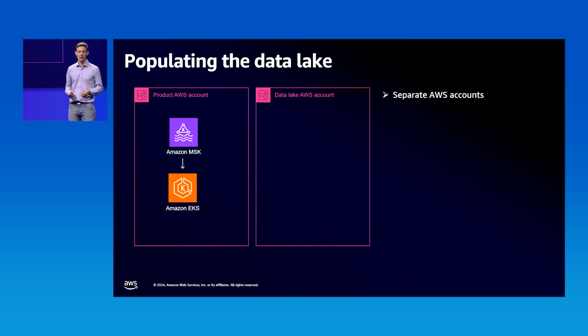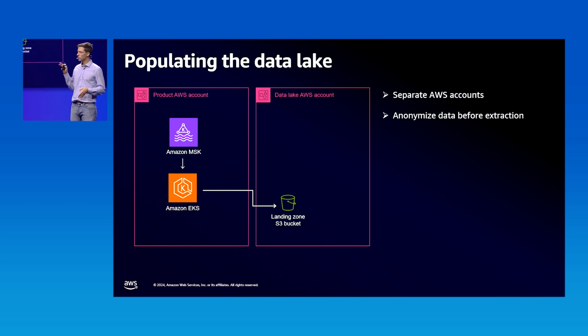Then we implemented a new microservice in our existing Kubernetes cluster in Amazon EKS that consumes existing data sources in Kafka running on Amazon MSK. And this microservice is responsible for implementing anonymization policies on the data before writing it to a landing zone bucket in our data lake. So PII never leaves the source system.